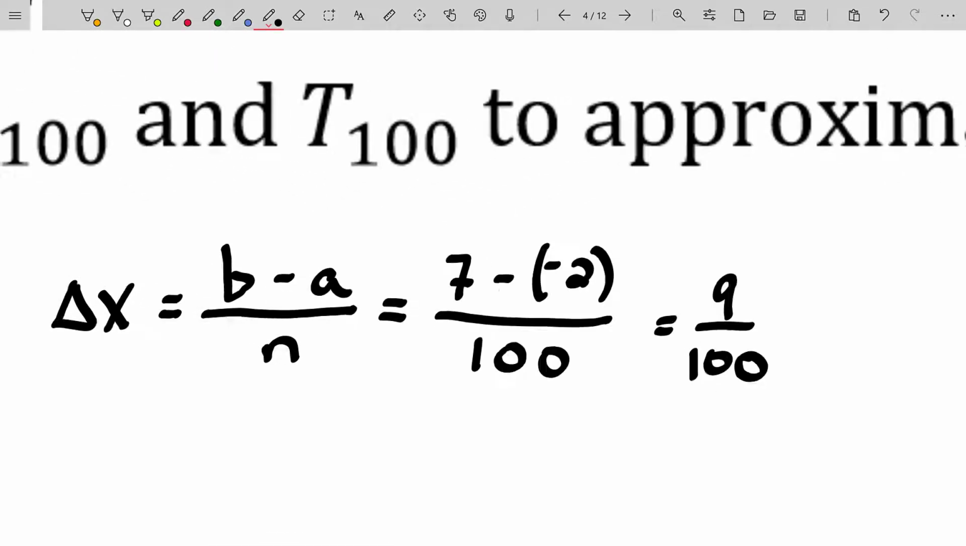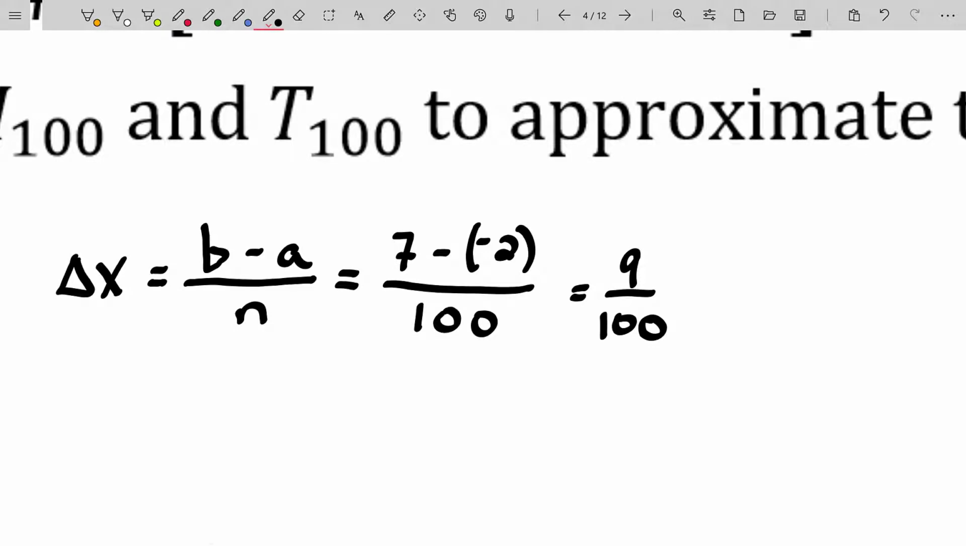Now you may think that that looks pretty terrible, 9/100ths, but the reality is you're not doing this work by hand. All the setup here you are doing by hand, but once you're done with the setup, you're going to run over to a calculator, or better yet, something like Desmos, or something like Excel or Google Sheets.